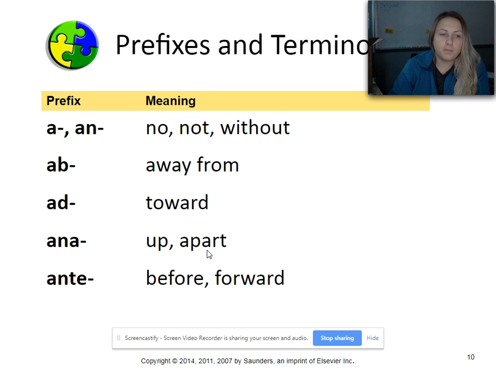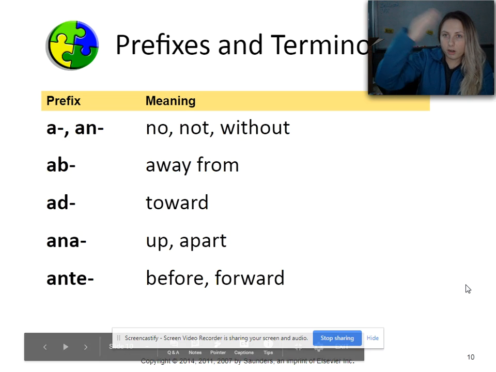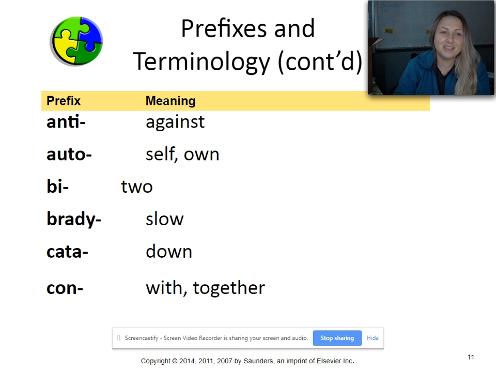Ana is up or apart. Ante is before or forward, like anterior, right? In front of, forward. Anti is against. Auto is by itself or on its own. If you automate something, it just does things on its own. Bi is two, like a bicycle has two wheels. If something is bilateral, it's both sides.